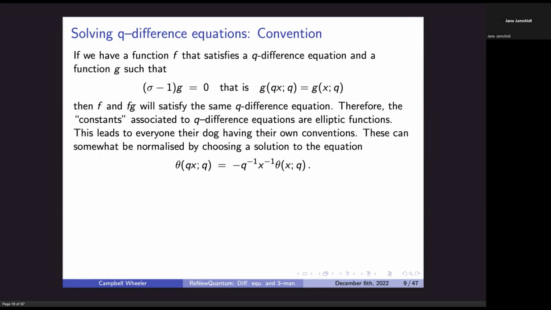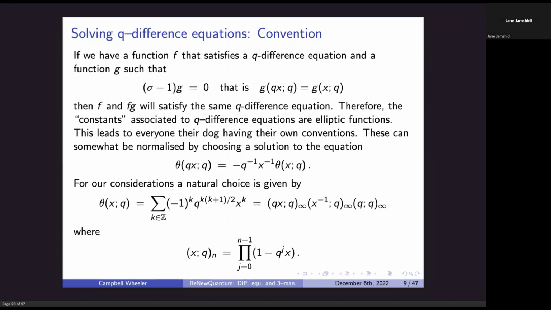Okay, so you can fix your conventions by choosing a particular solution to an equation. In particular here, if I look at this equation and choose a solution to this, then this dictates how I should follow through with all of my constructions when I try to construct solutions. And so here, the solution that I choose is just this theta function, because we'll look at modular objects later, and this theta function has nice modular properties. So here you can write it as this infinite sum, and the Jacobi triple product identity says you can write it as this product of 3 Pochhammer symbols, where the Pochhammer symbol is defined as this product down here, and n can be infinity, of course.